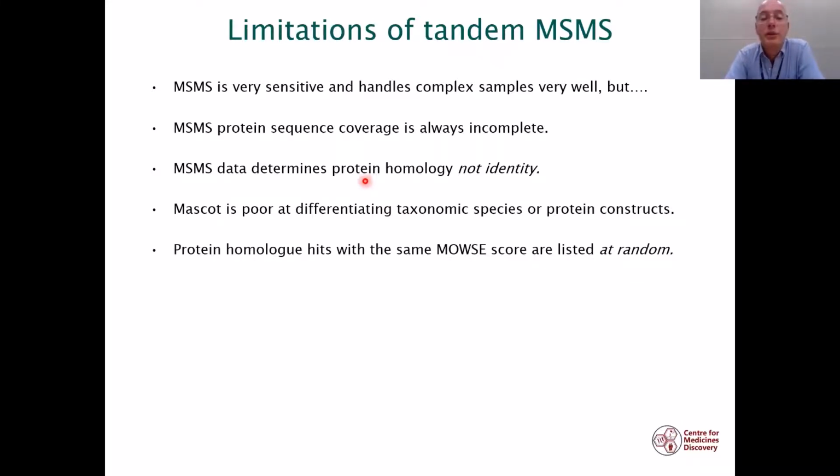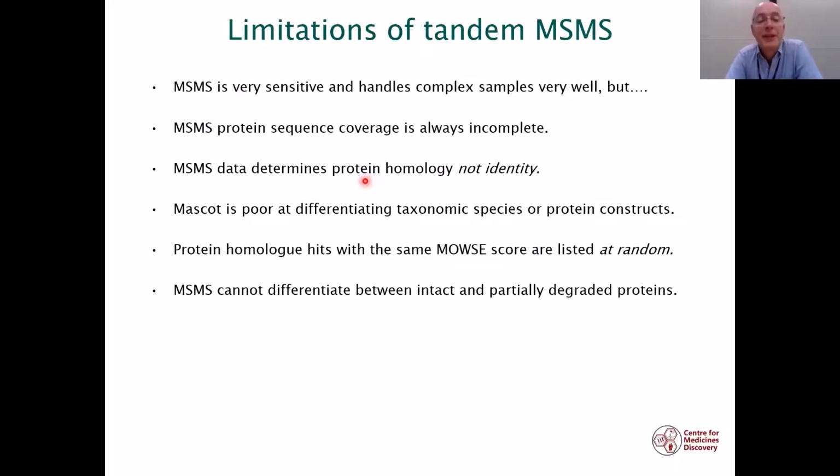If you do use it to analyze different taxonomic species or protein constructs, you will find that protein homolog hits with the same Mascot score will be listed by the program at random. So everything with the same score is just listed at random. So if something is at the top of the list, it doesn't mean anything.